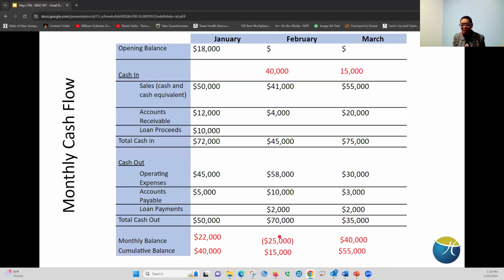What this tells you is that when you do your projection, you're going to see that, hey, I'm going to be down $25,000, so I need to raise $25,000 so I can meet my operations next month. Either I have to go to the bank and borrow $25,000, or I have to make sure I increase my sales. So that is why you need to be able to analyze your monthly cash flow.